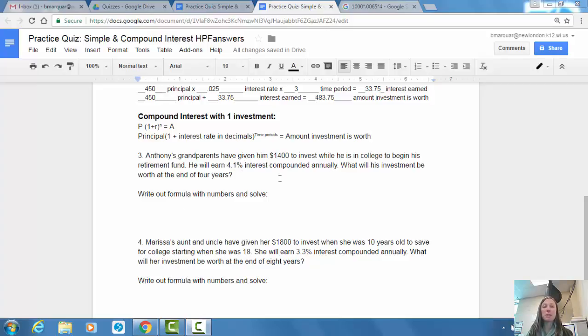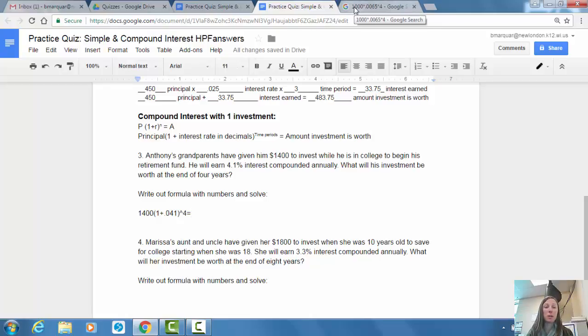So in this case, Anthony's grandparents have given him $1,400 to invest while he's in college to begin his retirement fund. He'll earn 4.1% interest compounded annually. What will his investment be worth at the end of 4 years? So to figure out this formula, I do the principal first, which is the $1,400, parentheses, 1 plus the interest rate in decimals, so I have to move it 2 to the left, 0.041, and then to the nth power, so I'm going to use that caret, and that would be to the 4th power because it's for 4 years. And that's going to give me my answer.